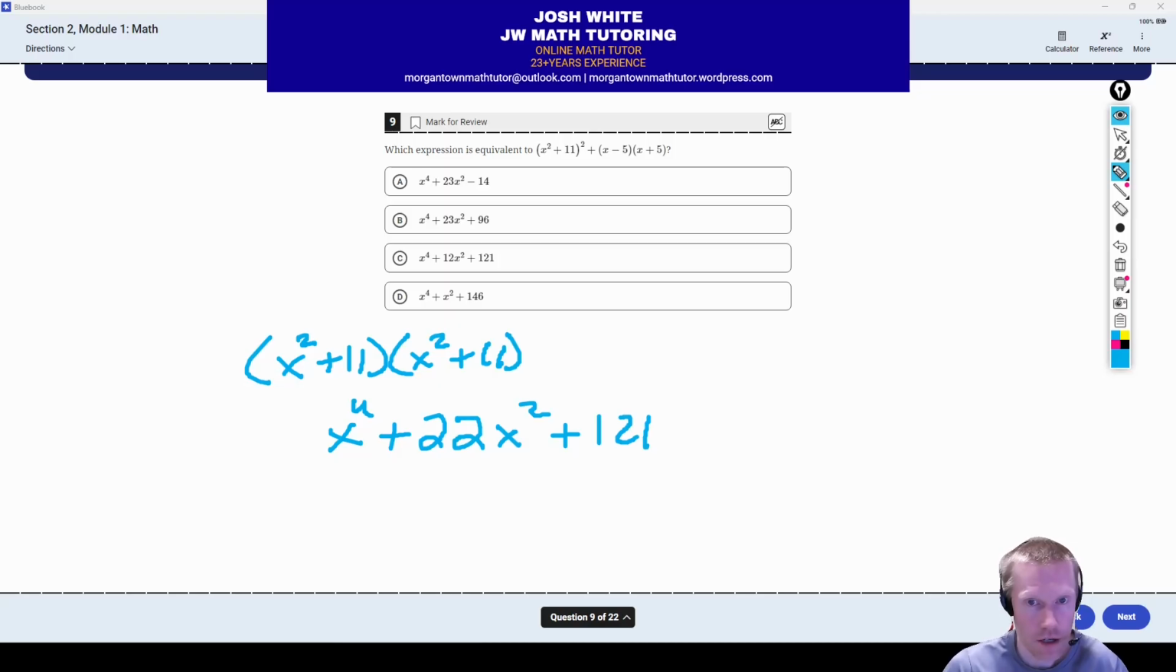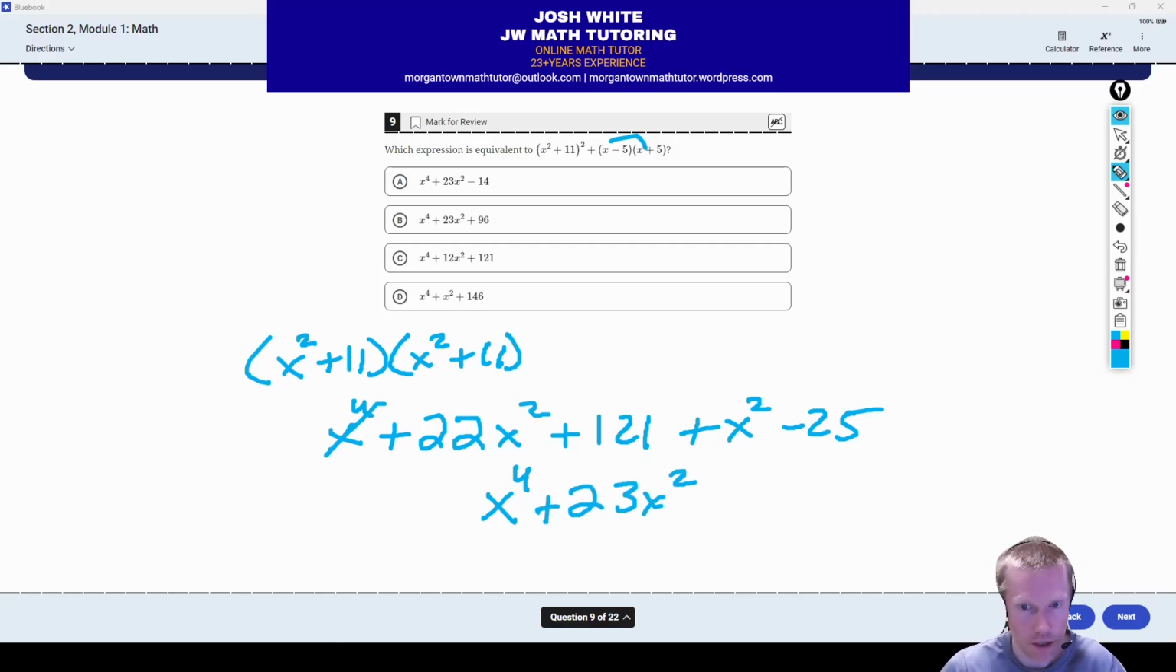And then for here, this is just the difference of squares. I know that it's going to be x squared minus 25, but if you want to write the whole thing out and do minus 5x plus 5x for the inner and outer terms, that's fine. I can already see that they're going to cancel. So now we're just going to combine our like terms. X to the fourth, okay, that's gone. 22x squared plus x squared, okay, plus 23x squared. So far, these two are gone. And now 121 minus 25, okay, obviously that's going to be closer to 96 than negative 14. So the correct answer here is going to be letter B.